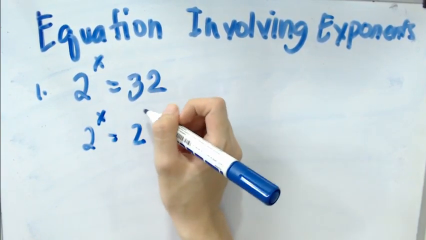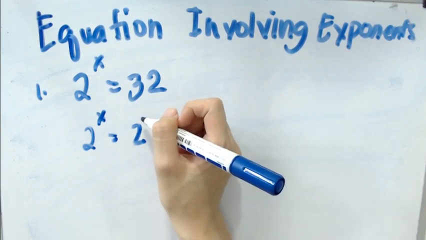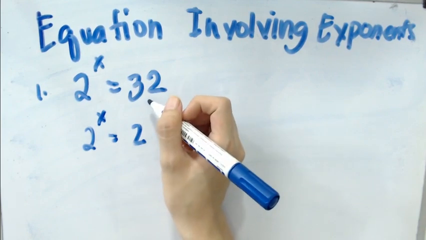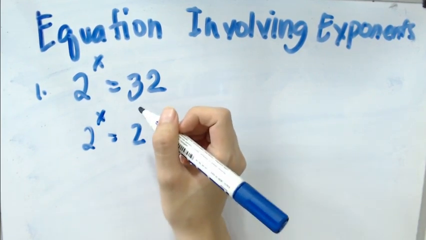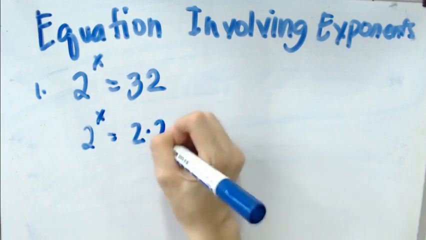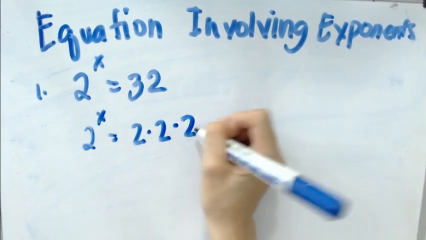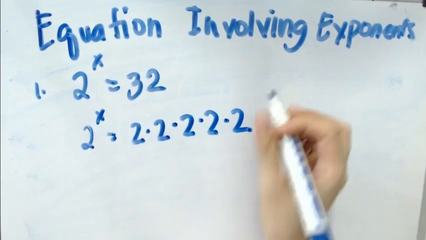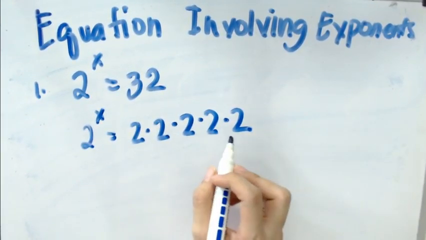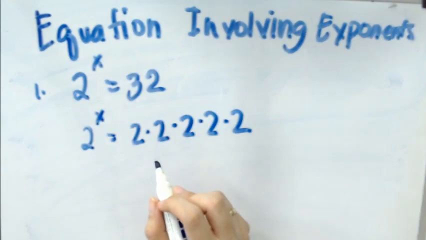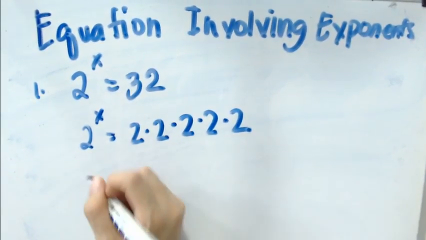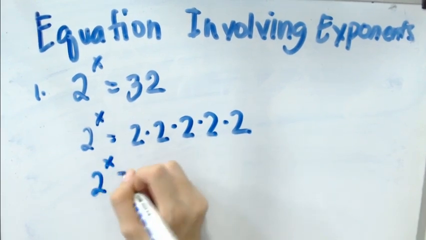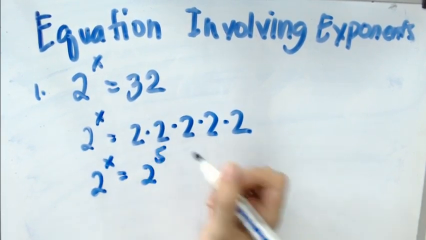What will be the exponent, or how many times are we going to multiply 2 by itself to get 32? So we need to count. 2 times 2 is 4, times 2 is 8, times 2 is 16, times 2 is 32. As you can see, we need five 2's, or we need to multiply 2 by itself 5 times to get 32. So now we can rewrite this into another form. 2 raised to x is equal to 2 raised to 5.